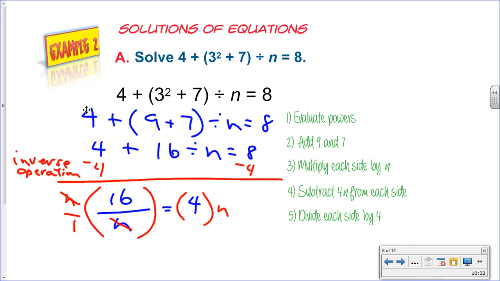But you end up getting 16 equals 4n. Is the n by itself? No. Now I have to do what? Last step. Divide by 4. n equals 4. How many solutions does this problem have? One. One unique solution, which is going to be what? 4. No other number I can put in for n is going to make this a true statement, is it?